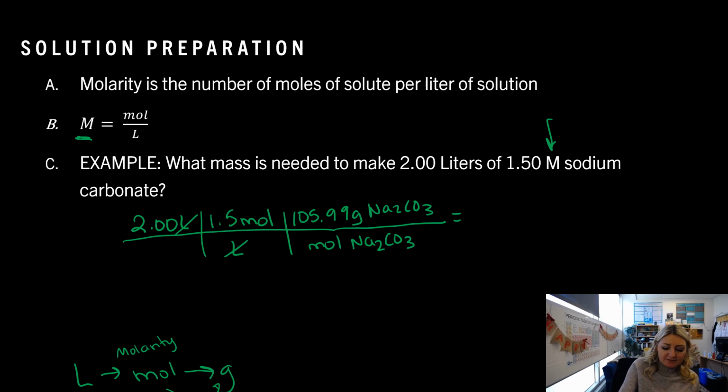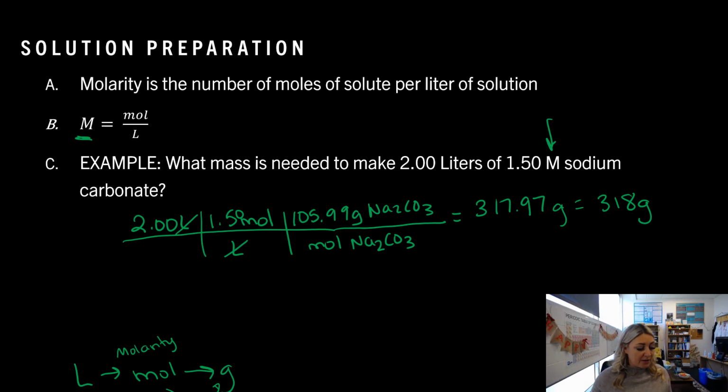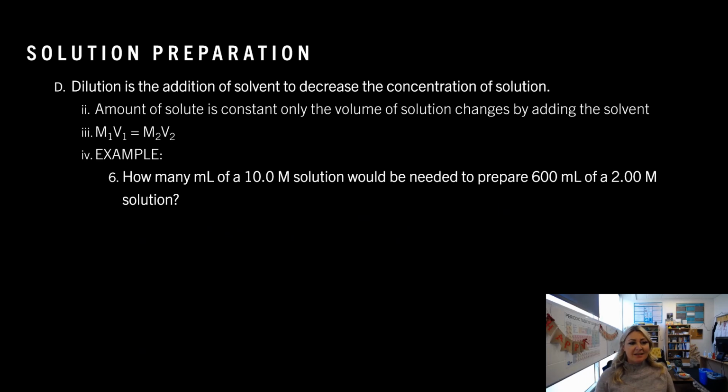And when I add this all up together and put it into the calculator, I get 317.97 grams, and I'm going to need to round this to 3 sig figs. I forgot the 0 on there. 3 sig figs, so this should be 318 grams are needed. So quick primer and reminder of how to do molarity.